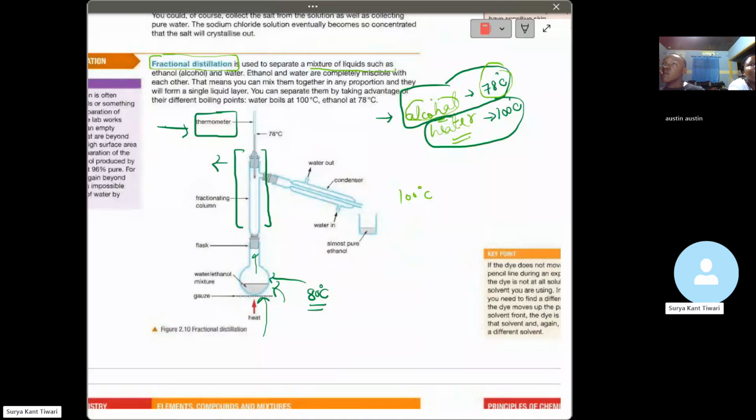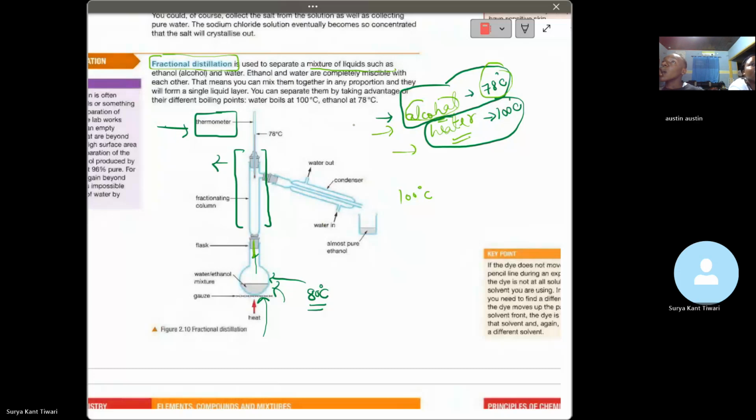If its temperature becomes more than 100, both of them will start boiling, right? Yes, sir. So in the steam, both of the particles will be there. Alcohol will be there, water will be there, right? Yes, sir. But I don't want both of them. I just want alcohol.